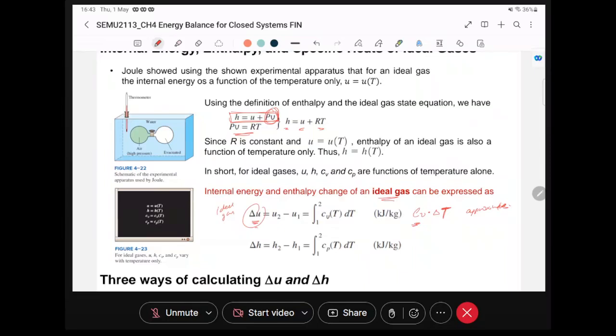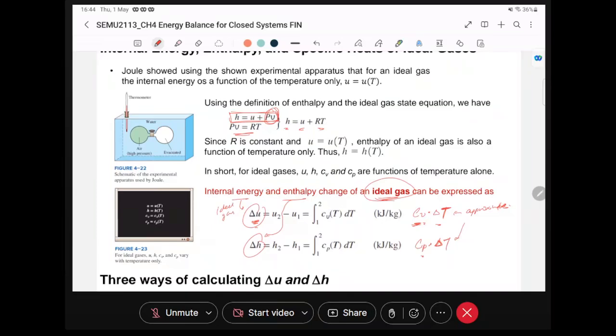Approximate with acceptable error that the change in the internal energy is equal to Cv multiplied with delta T. And the change in enthalpy is Cp multiplied with delta T. Cp is the constant pressure specific heat, Cv is the constant volume specific heat. Both are approximations, but it's generally acceptable because the error is relatively small enough, as long as they are ideal gas.